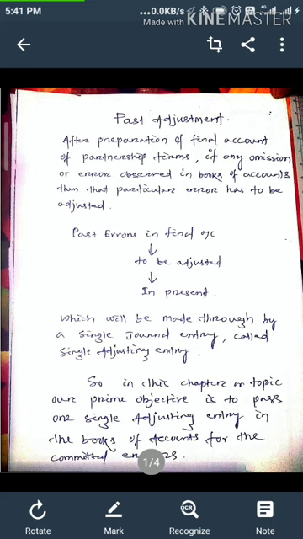So in this video, we are going to discuss, as it is indicated from the screen, past adjustment.